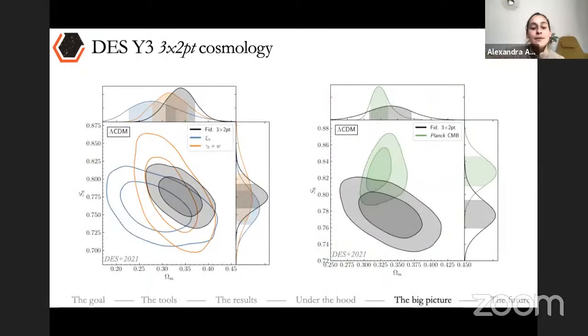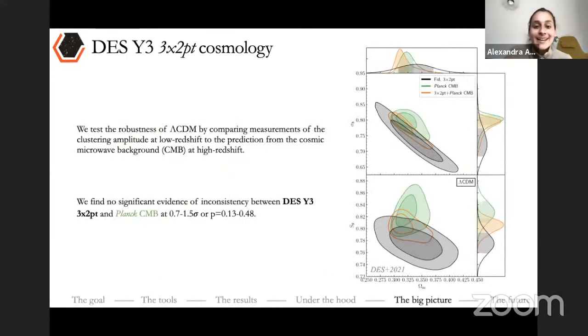I'll go back to this plot for showing our 3x2-point results. So we found consistency in cosmic shear and 2x2 and combined for our 3x2-point black constraint here. And this is showing the qualitative agreement with Planck. Showing again the comparison to Planck now on the right-hand side, so the omega matter and sigma 8 plane at the top, and the same omega matter S8 plane at the bottom. So visually, we find better agreement with the 3x2-point and Planck than compared to year 1.